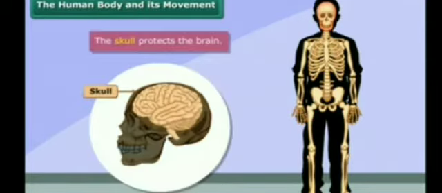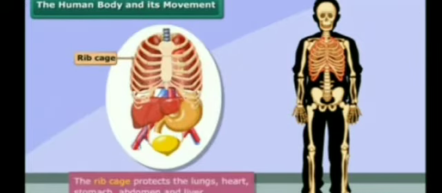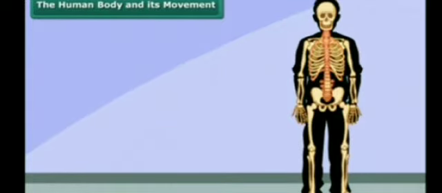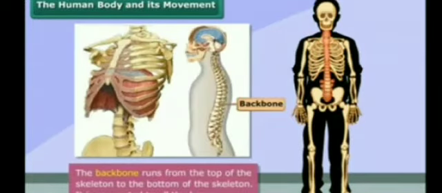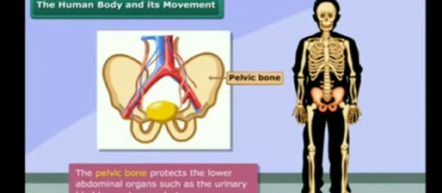The skull protects the brain. Rib bones protect the heart and the lungs. The backbone is protecting the spinal cord. Pelvic bones protect the urinary bladder.